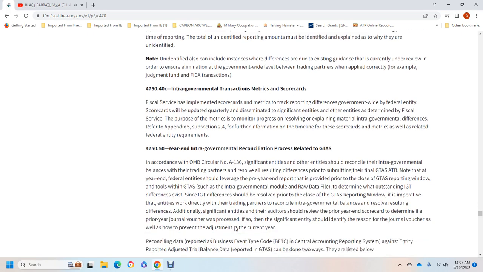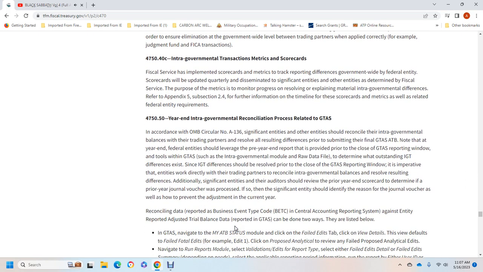4750.50, year-end intergovernmental reconciliation process of the Governmentwide Treasury Account Symbols. In accordance with Office of Management and Budget Circular A-136, significant entities and other entities shall reconcile with the other intergovernmental balances of the trading partner and resolve all resulting differences prior to submitting their final Governmentwide Treasury Account Symbol adjusted trial balance.